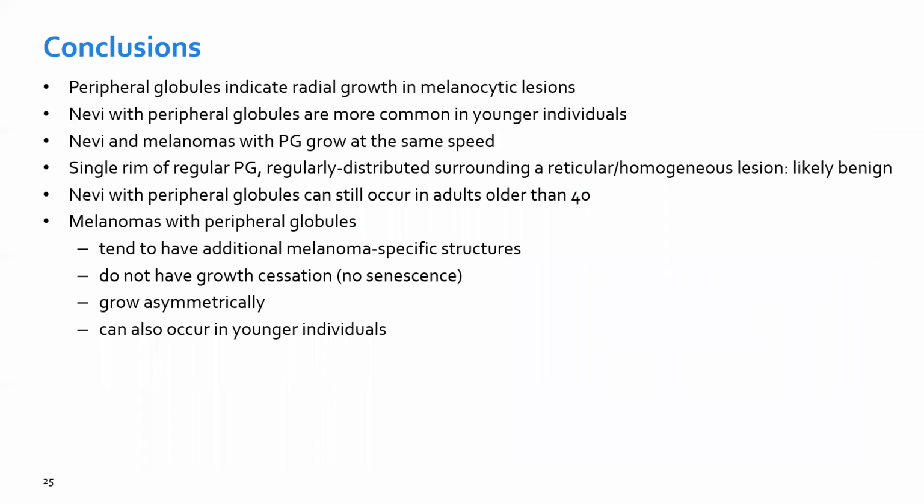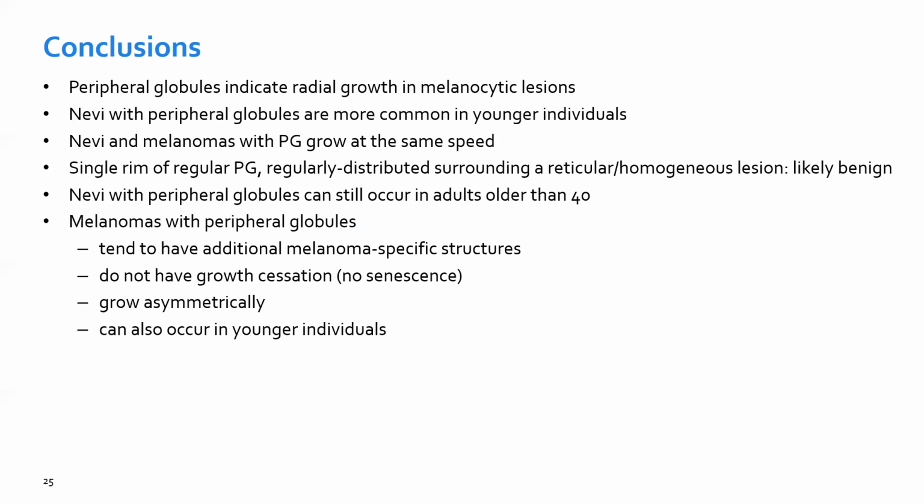To conclude, peripheral globules indicate radial growth phase in melanocytic lesions. The presence of peripheral globules in nevi is more common in younger individuals, especially under the age of 20. Nevi and melanomas with peripheral globules grow at the same speed, but the presence of a single rim of regular peripheral globules distributed regularly around a reticular homogeneous lesion is most likely to be benign.